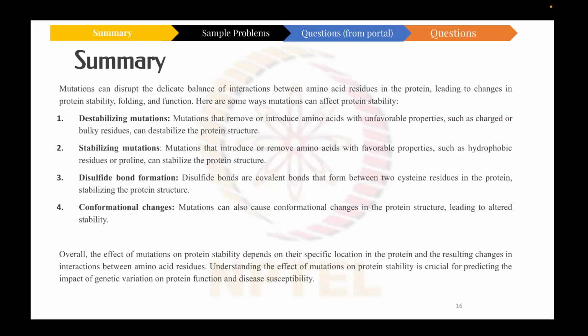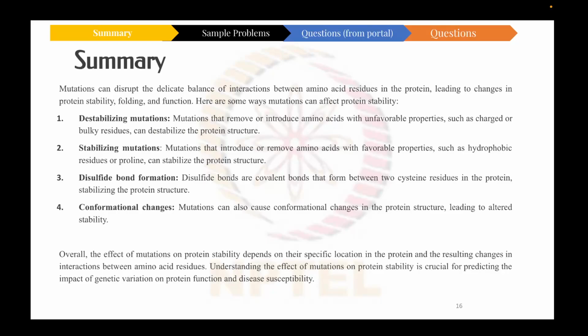Finally, mutations that change the conformation. Mutations can also cause conformational changes in protein structure, leading to altered stability. For example, a point mutation in the p53 tumor suppressor protein can lead to a conformational change that disturbs the protein stability and leads to cancer.